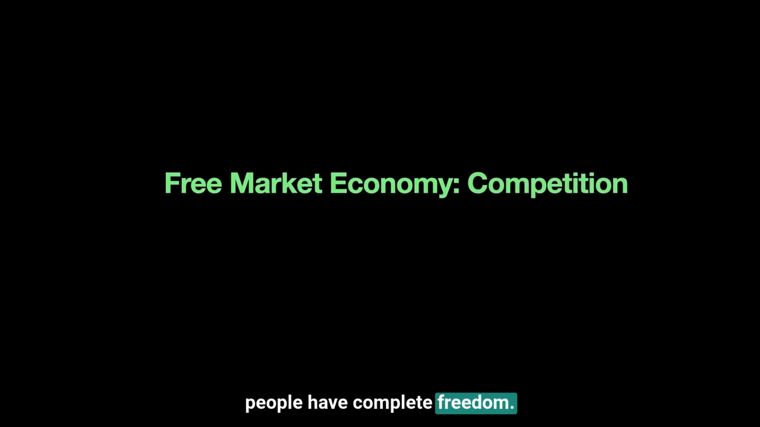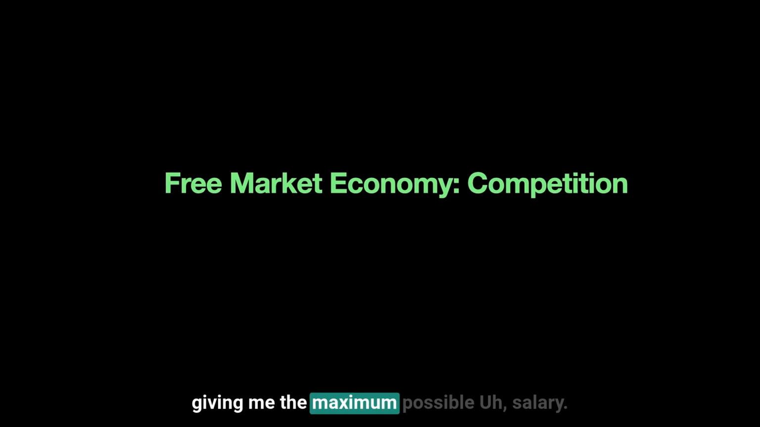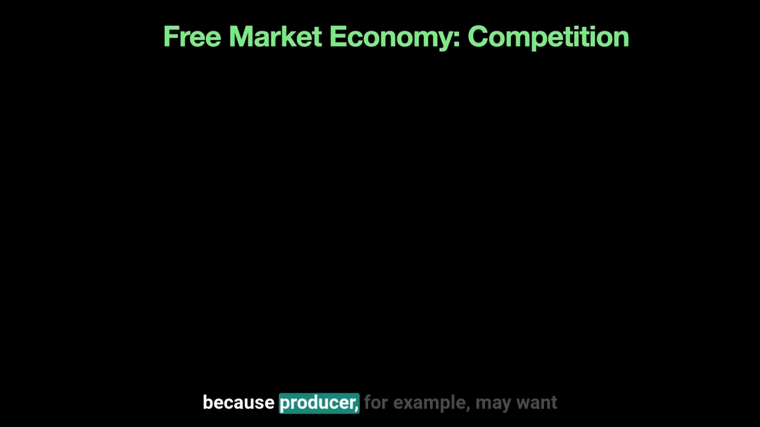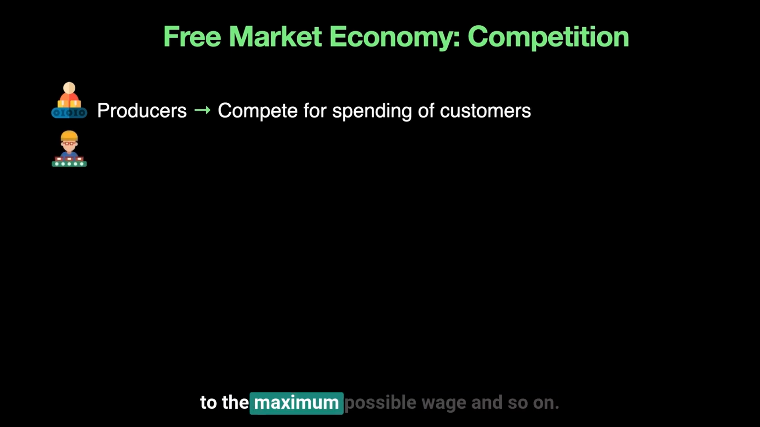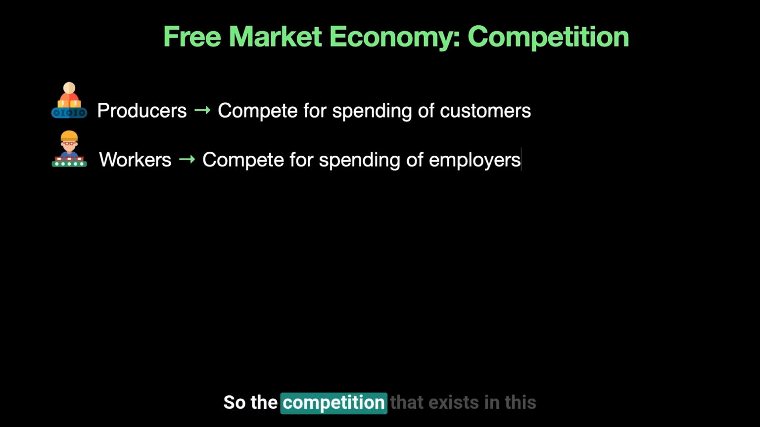Because people have complete freedom, the idea goes this way: there will be more competition in this market. If I am a person who owns labor, then I will want to work for whoever is giving me the maximum possible salary. So the motivation is self-interest, and with free enterprise there will be competition, because a producer, for example, may want to go to the person who is giving the maximum possible price. Workers will basically give their services for the maximum possible wage, and so on. So the competition that exists in this market happens because of free enterprise and self-interest.